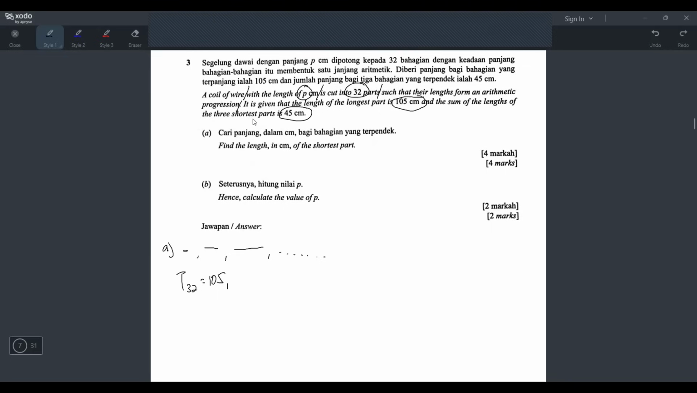And then the sum of the 3 shortest parts is 45. Shortest means the first 3, so it means S3 is 45. Or you can also write T1 plus T2 plus T3 is 45, like this, right?